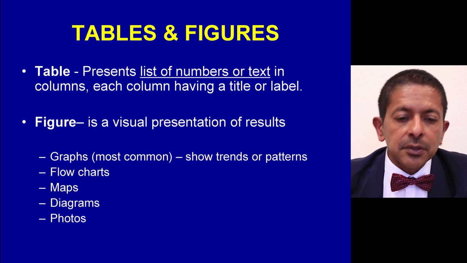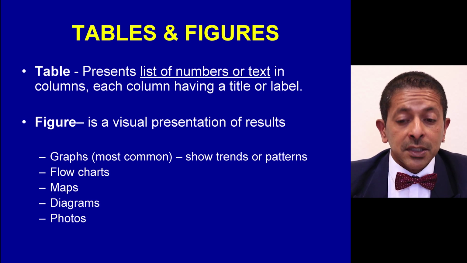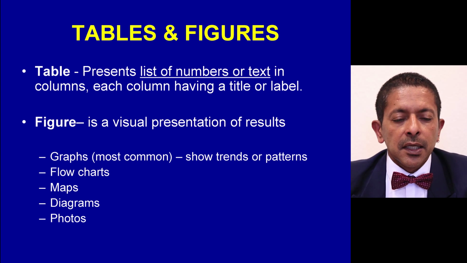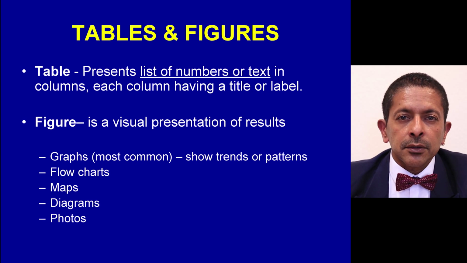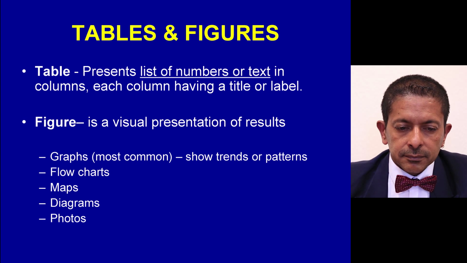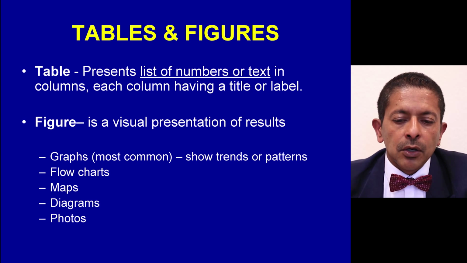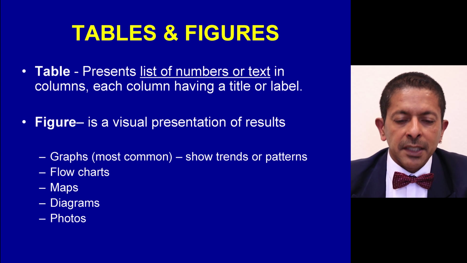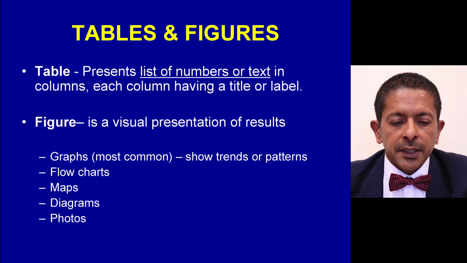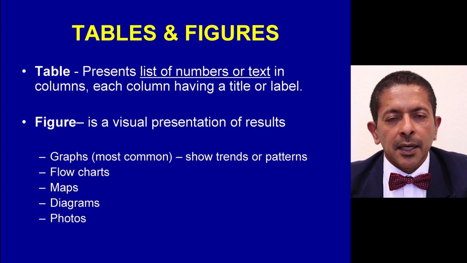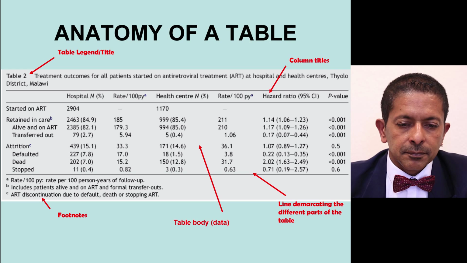So, by definition, a table presents a list of numbers or text. It doesn't always have to be numbers, in columns, with each column having a title or label. A figure is simply a visual presentation of the results, and you have many different kinds of figures. The graphs are the most common. You might have flowcharts, maps, diagrams, photographs, and I'll try to give you some examples of these.